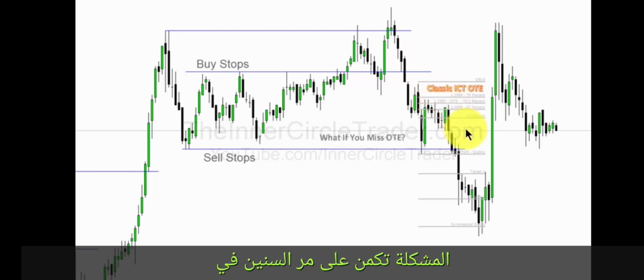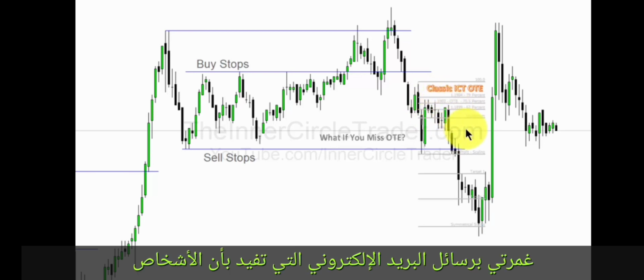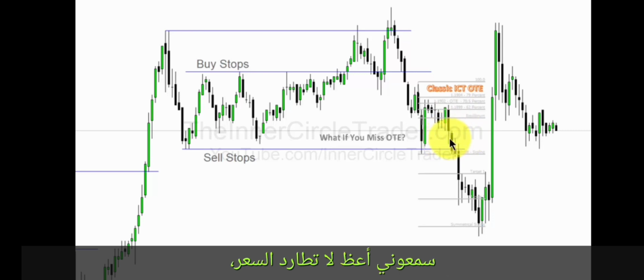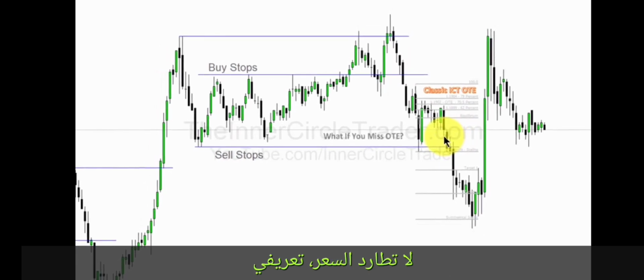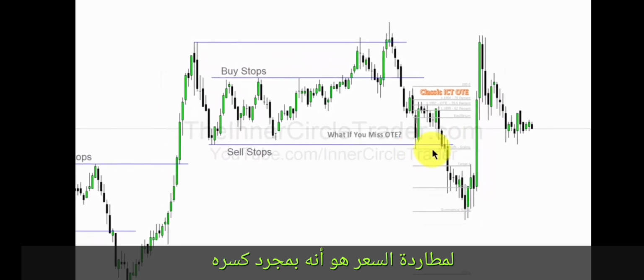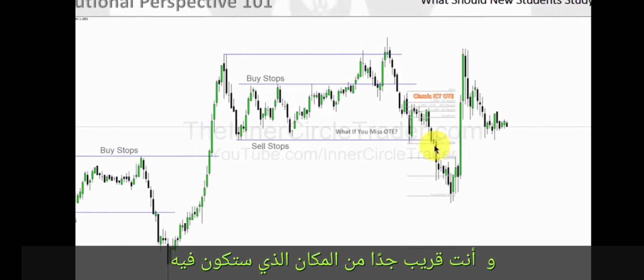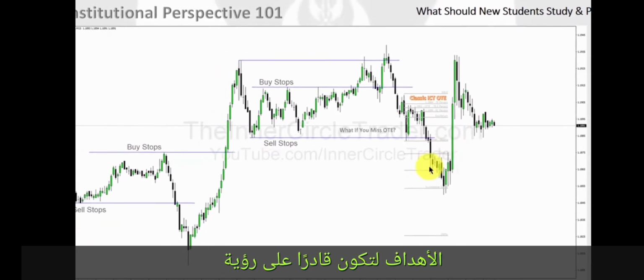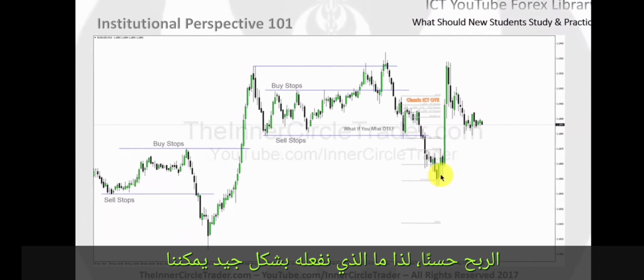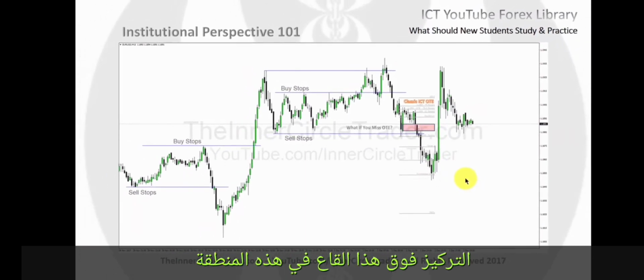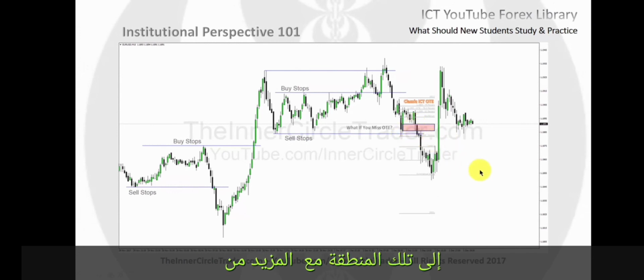The problem is, over the years, I've been inundated with emails stating that folks don't have the courage to get in. They want to get in, but many times they are too afraid to chase price because they heard me preach, don't chase price, don't chase price. My definition of chasing price would be, once it breaks below the low here, then you are chasing price. If it's gone too far and you're too close to where the targets would be to be able to see a profit. Okay, so what do we do? Well, we can focus in above that low in this area right in here. I'm going to take you right into that area with a little bit more detail.